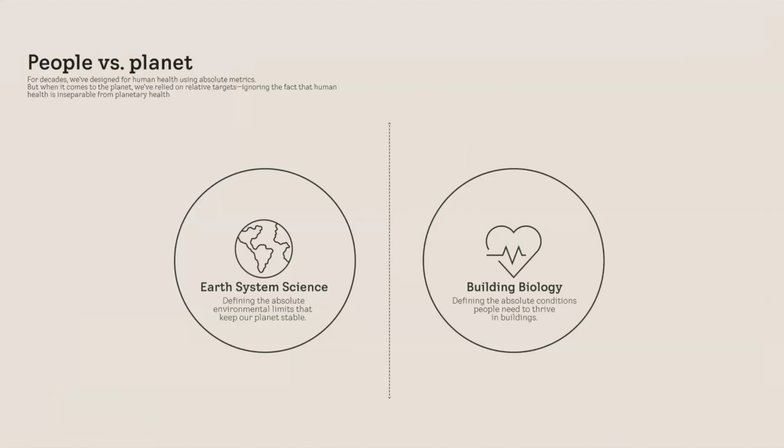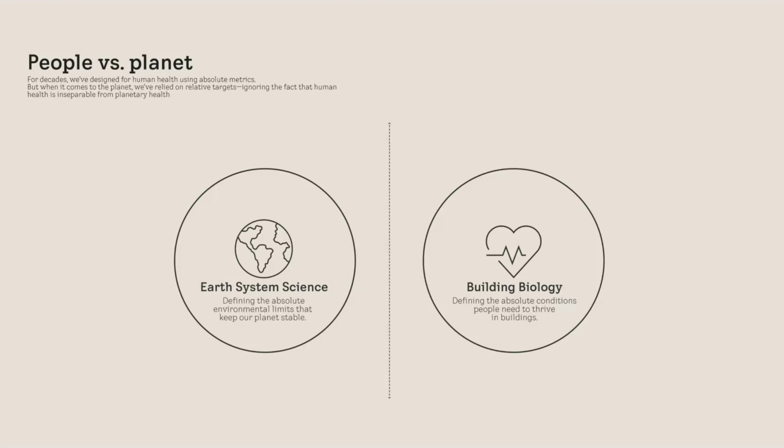But it is using the Active House radar and also continuing with our research on buildings and building performance that we took some step forward, and we started to look at the exact two entities that we need to merge that are often seen separate in the building. On one side, there's building biology, which is everything around the people and the conditions that people need in a building to thrive. And then on the other side is the Earth system science, which defines the absolute environmental limits that we have on the planet to keep it stable.